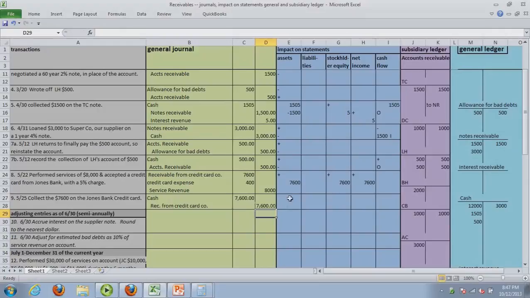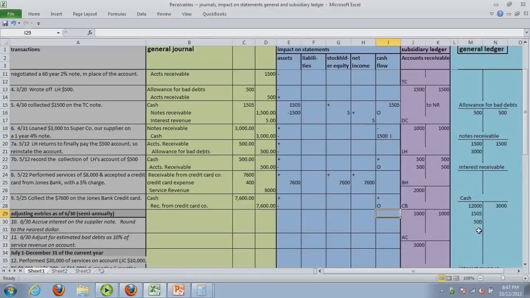Okay, again, that's an asset exchange. Cash goes up, credit card receivable goes down. No impact on the income statement because we had the impact when we had the sale. And now the cash is finally flowing, so our cash is going to go up. And of course it's from a customer, so it has to be operations.